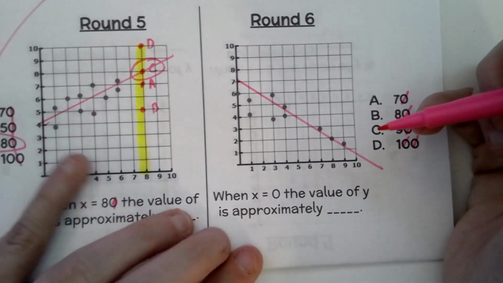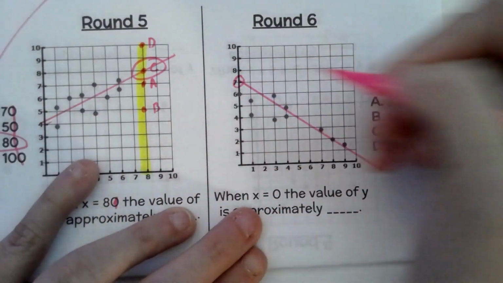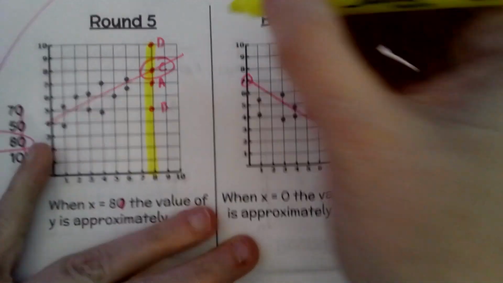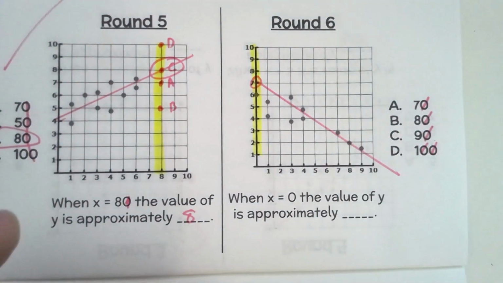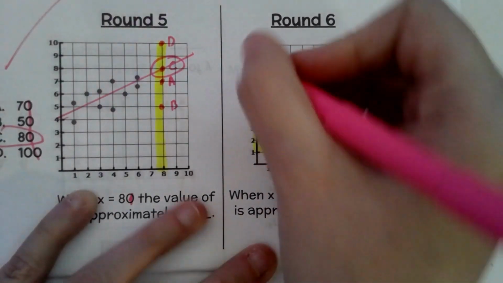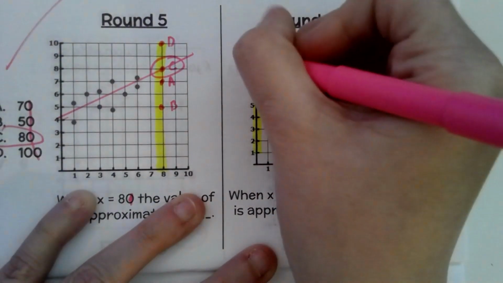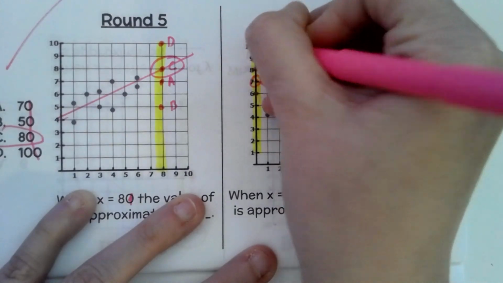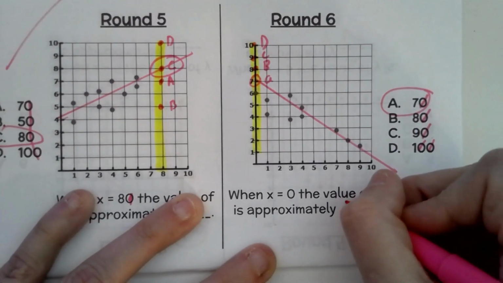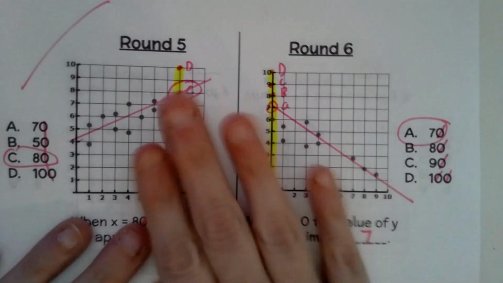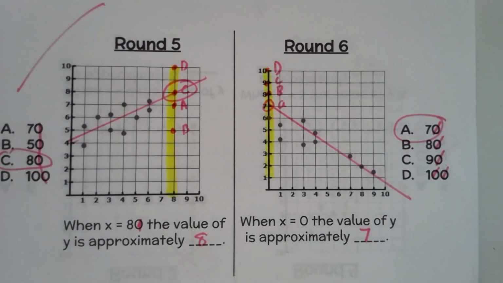Okay, so on this one, when x is 0, the value of y is 7. So that's A, that's B, that's C, that's D. Okay? So this is how you're going to do tonight's homework on Bivariate 201.